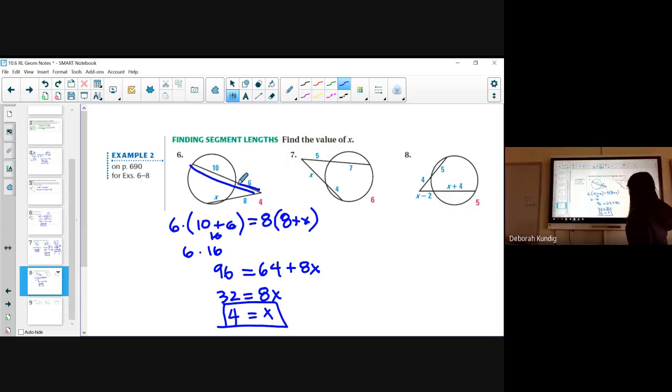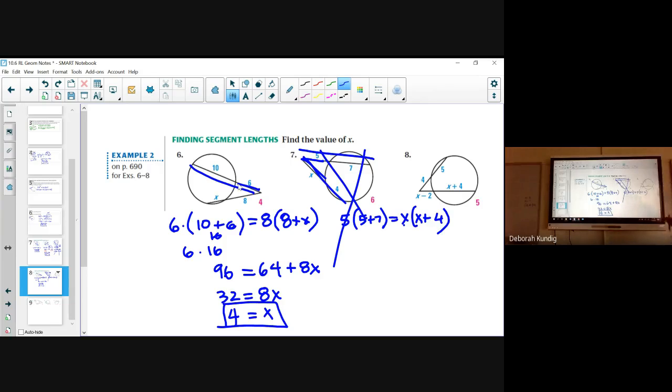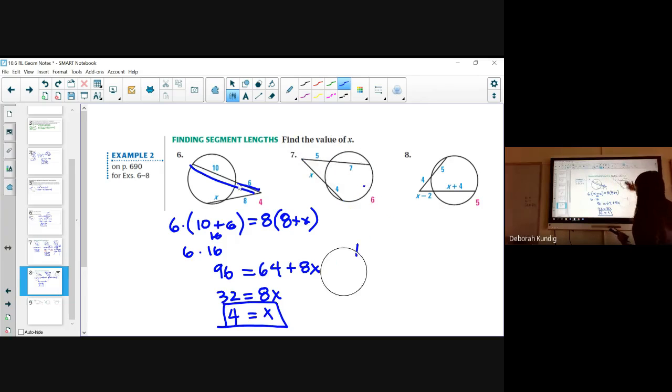All right, again, the outer piece times the whole. 5 times 5 plus 7 is equal to x times x plus 4. This one is also going to give me a quadratic because of x squared and 4x. So I'm not going to continue this one. So let's not do that one. Let's see. Is this going to, yep, this one's going to give me a quadratic too.